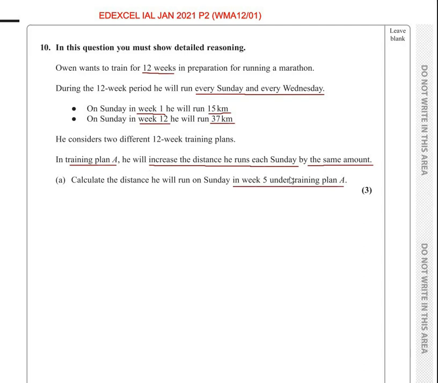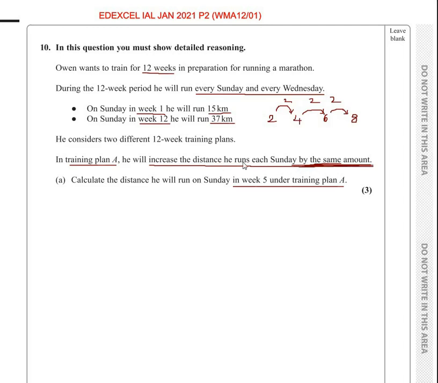Here they have given that in training plan A, he will increase the running distance each Sunday by the same amount. So by the same amount means if he is running 2 kilometers, for example, he runs 4 kilometers the other week, then 6 kilometers, then 8 kilometers. As you can see, he is increasing the distance by 2 kilometers every week. This is just an example I have given here. So this is the information we have been given.